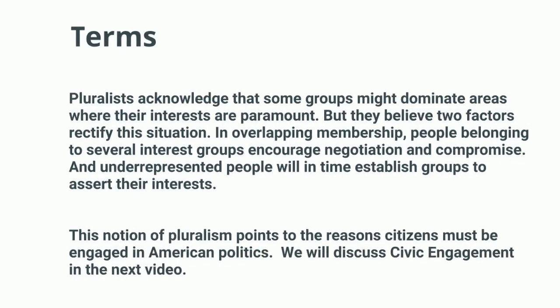Pluralists acknowledge that some groups might dominate areas where their interests are paramount, but they believe two factors rectify this situation. In overlapping membership, people belonging to several interest groups encourage negotiation and compromise, and underrepresented people will in time establish groups to assert their interests. This notion of pluralism points to the reasons citizens must be engaged in American politics. We will discuss civic engagement in the next video.